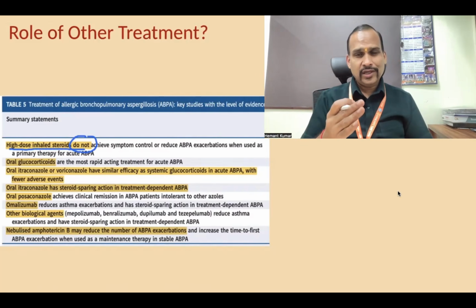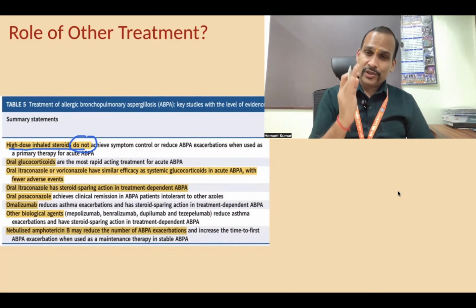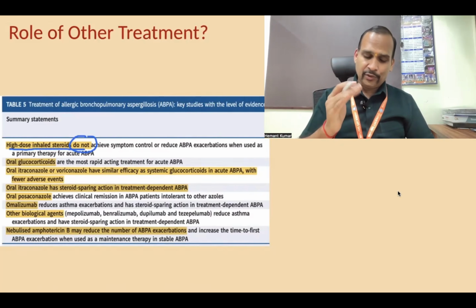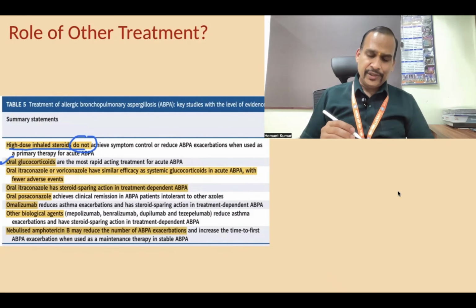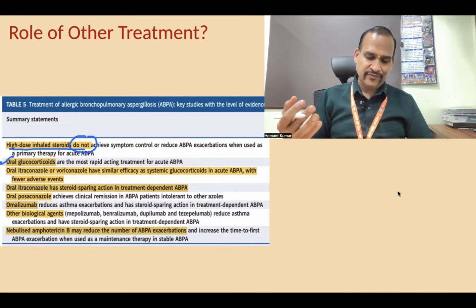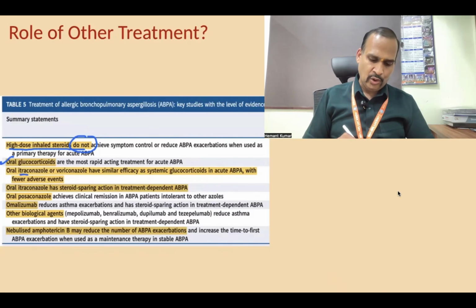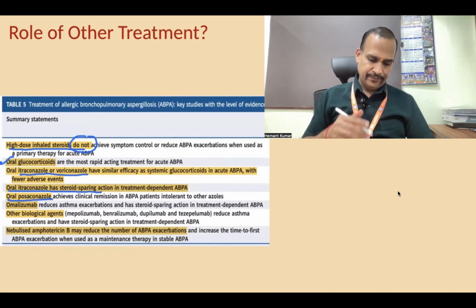It is used for asthma control, right? So our treatment of choice is oral steroid. Those patients who are not able to tolerate steroid or have a contraindication to steroid, then we can use itraconazole or voriconazole, right? Oral itraconazole has a steroid sparing effect, as I told you now. We can use oral posaconazole, an antifungal.